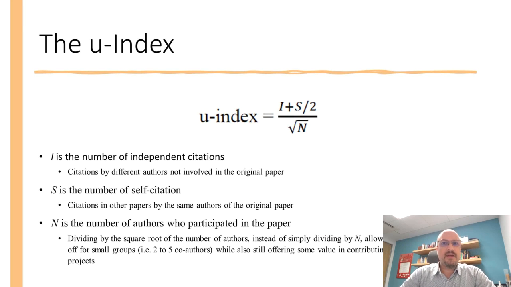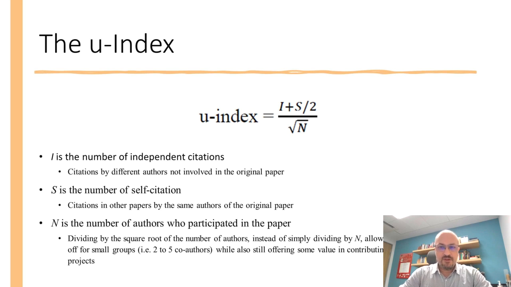So for this, I would like to propose an alternative metric, which I named U-index, standing for unique index, which is defined as the number of independent citations plus the number of self-citations divided by 2. So a self-citation has a lower weight. And this number is then divided by the square root of the number of authors.